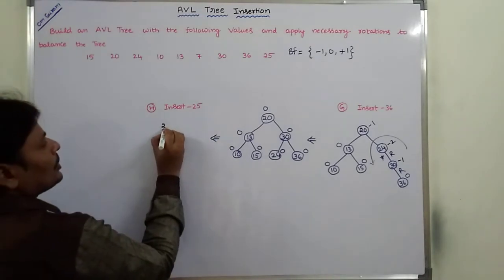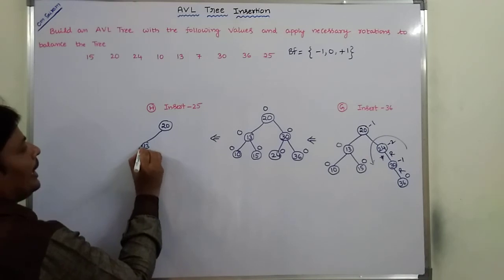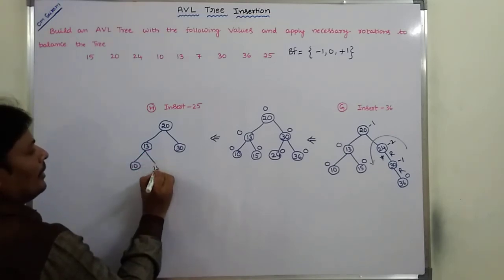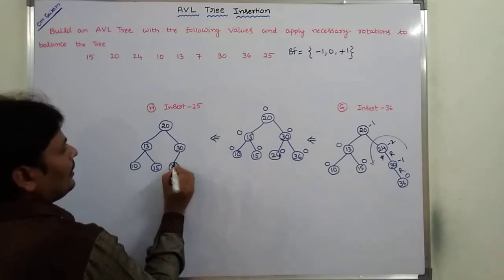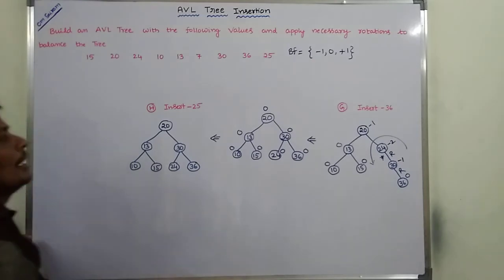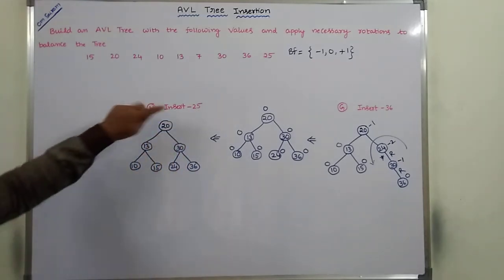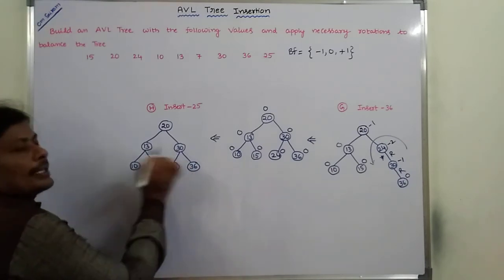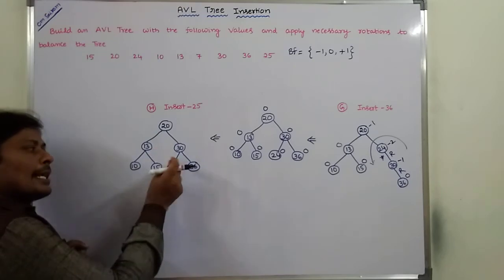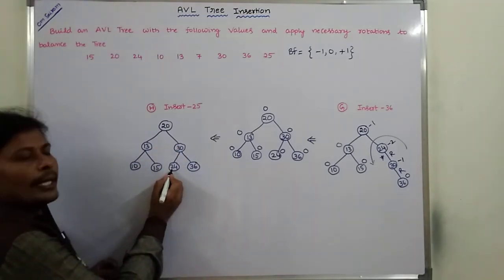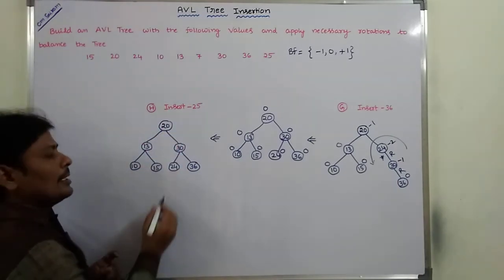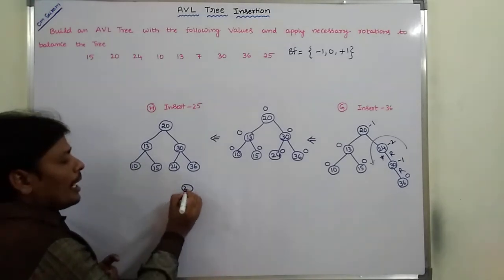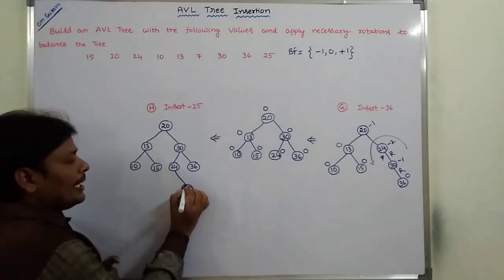Before inserting element 25, the existing AVL tree is this one. Now we are inserting element 25 into this tree. 25 is compared with 20, it is greater, so go to the right subtree. Here 30 is there, 25 is compared with 30, it is lesser, so go to the left subtree. Here 24 is there, 25 is greater than 24, so go to the right subtree. It is an empty right subtree. Now we have to create a node and write the value 25 in it. So 24's right child is 25.